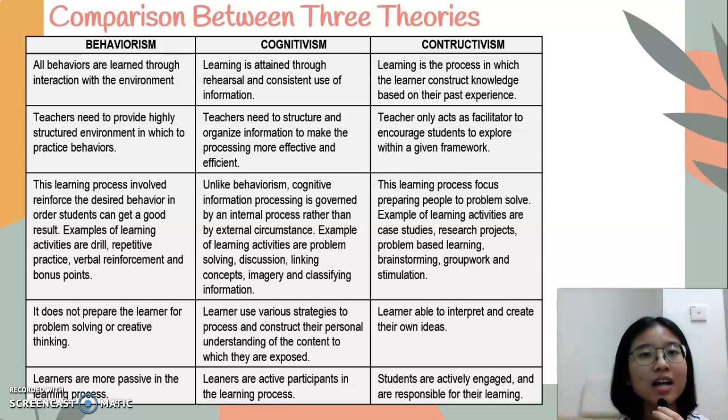Examples of learning activities are problem solving, flashcards, discussion, linking concepts, imagining, and classifying the information. In this learning theory, learners will use various strategies to process and construct their personal understanding. So the learners are active participants in this learning process. So in conclusion, in cognitivism theory, memory is given a prominent role in the learning process. Teachers are responsible to assist the learner to organize the information in the optimal way.